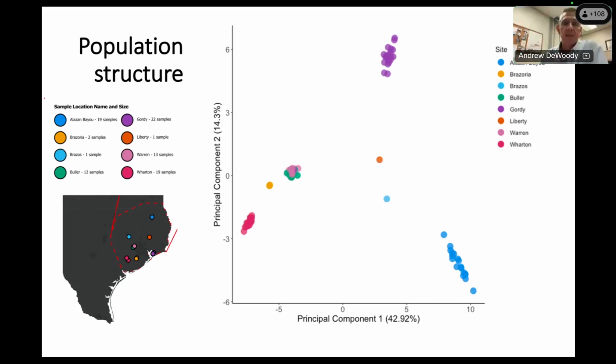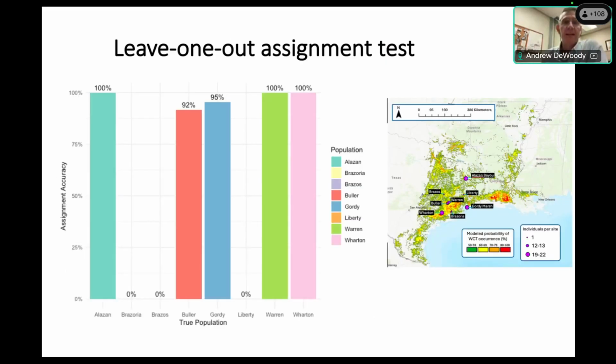So this really pronounced population structure means things like, if we have a roadkill sample, if Paul Crump brought us another sample tomorrow, we could sequence the genome, look at this, and with a very high degree of certainty, assign it back to a source population. And that's what this figure shows, that the individuals that were sampled from Alazan Bayou were assigned back using this algorithm to Alazan Bayou with 100% certainty, or 100% of the time.